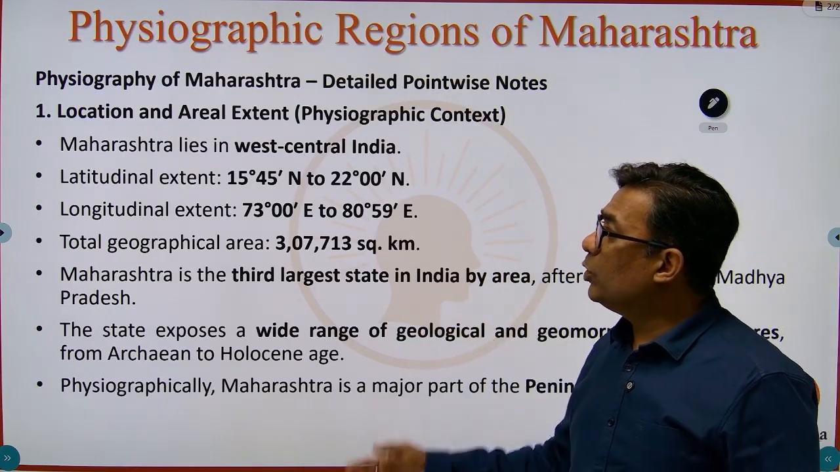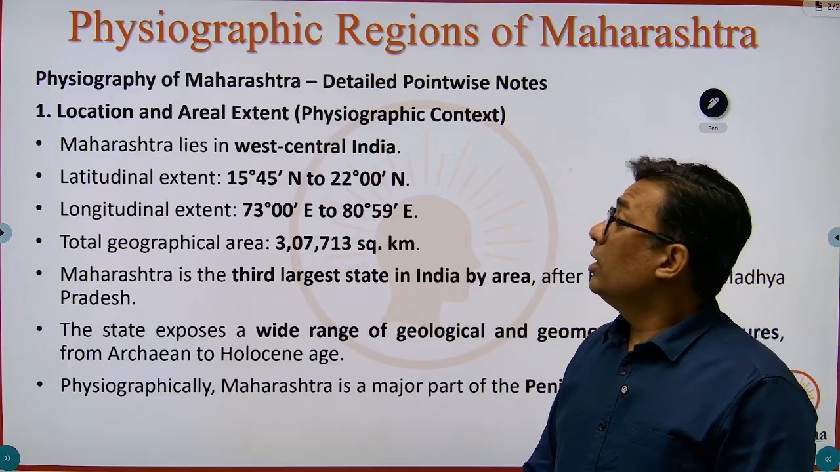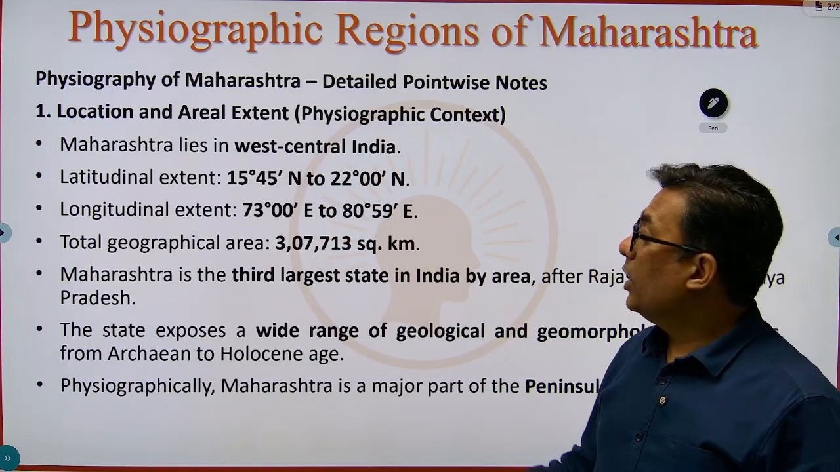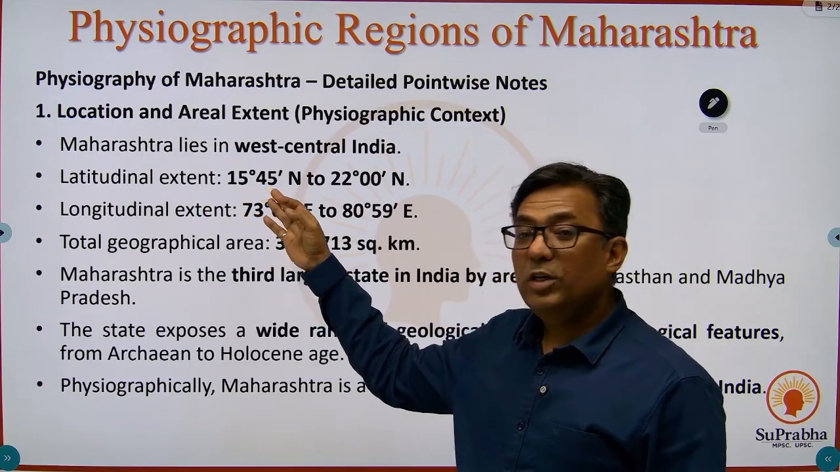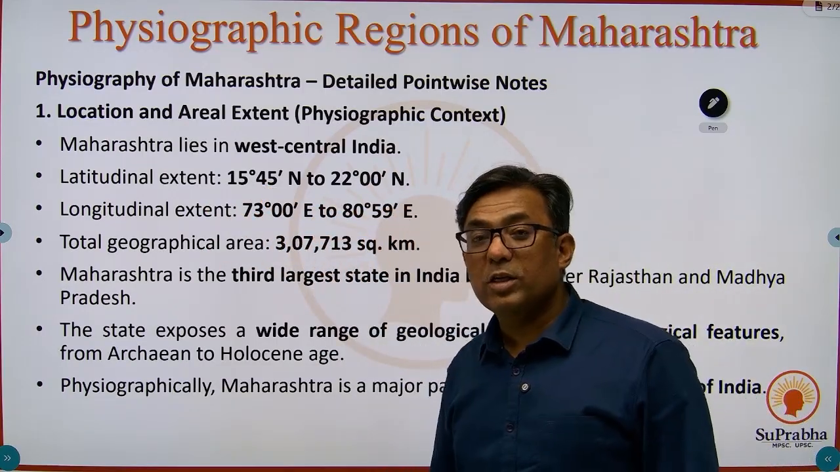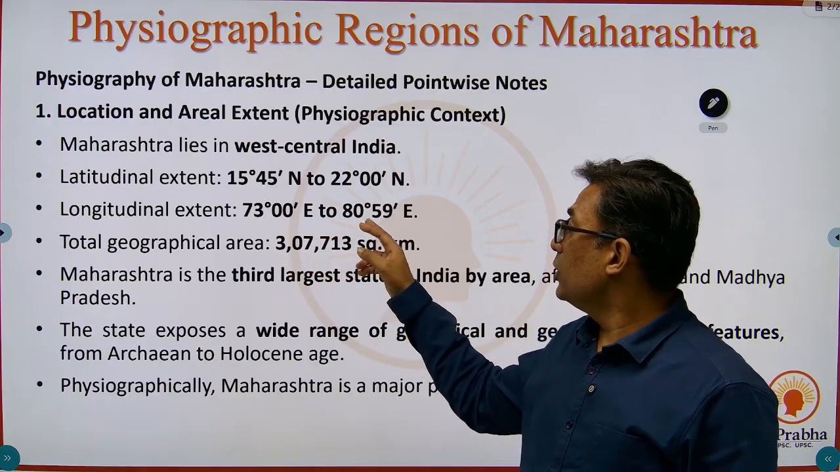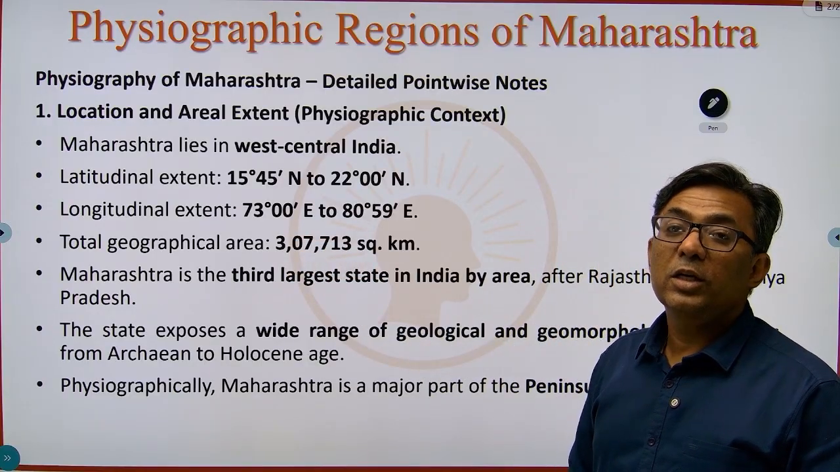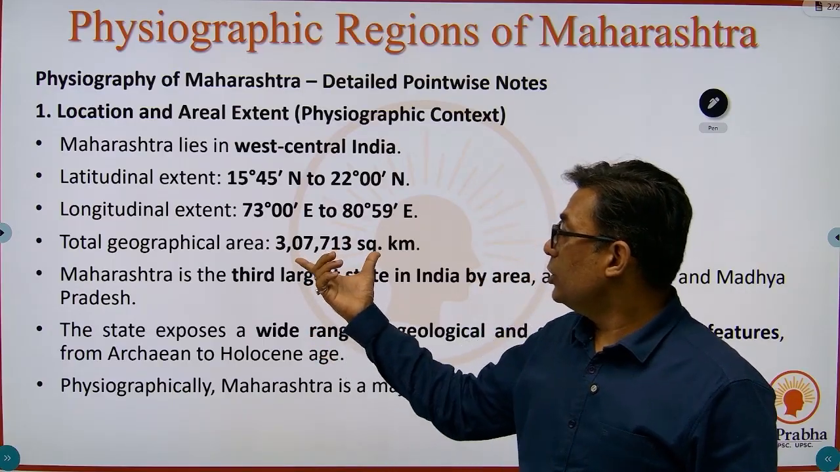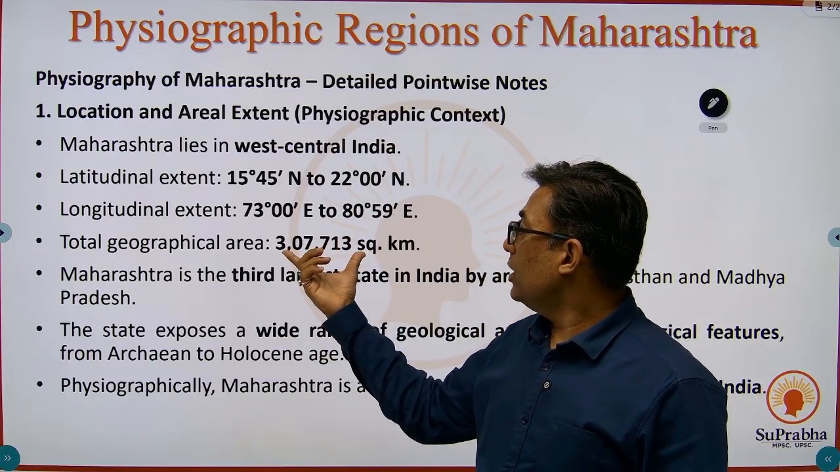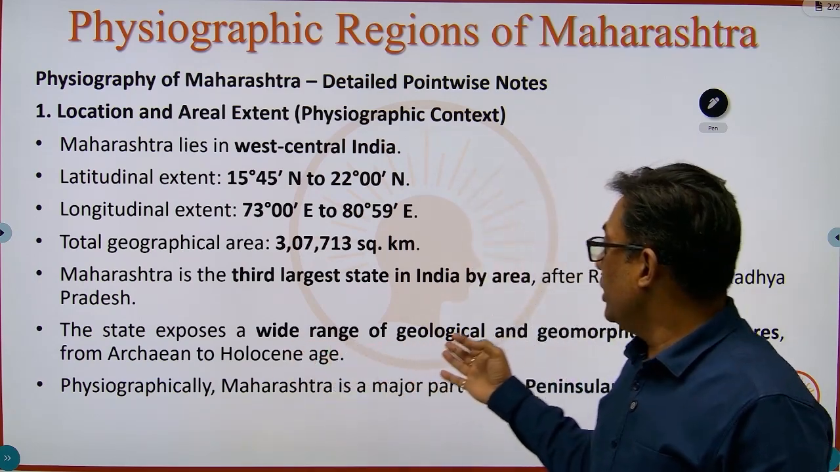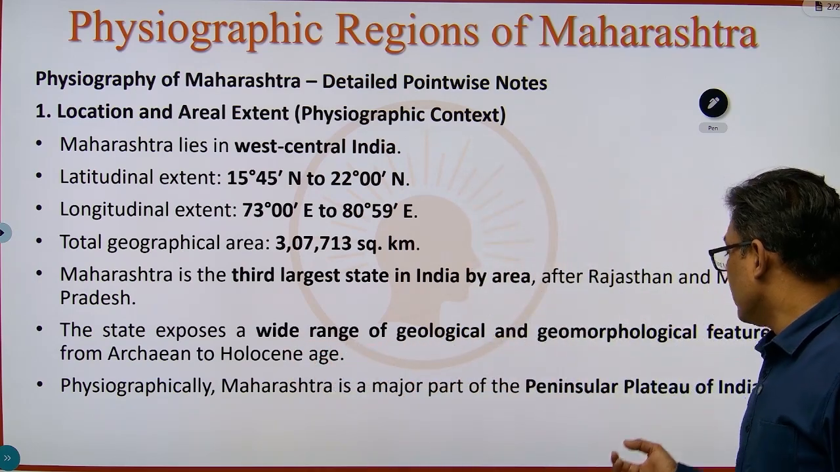Just a brief idea about the location of Maharashtra. Maharashtra lies in the west central part of India. Okay, latitudinal extent is 15 degrees 45 minutes to 22 degrees north, and if you look at the longitudinal extent, it is 70 degrees east to 80 degrees 59 minutes east. Okay, total geographical area. So this is the third largest state after Rajasthan, Madhya Pradesh. It is 3,07,713 square kilometers.